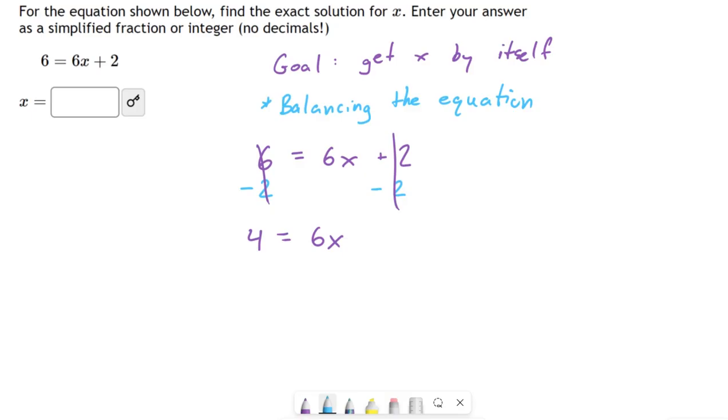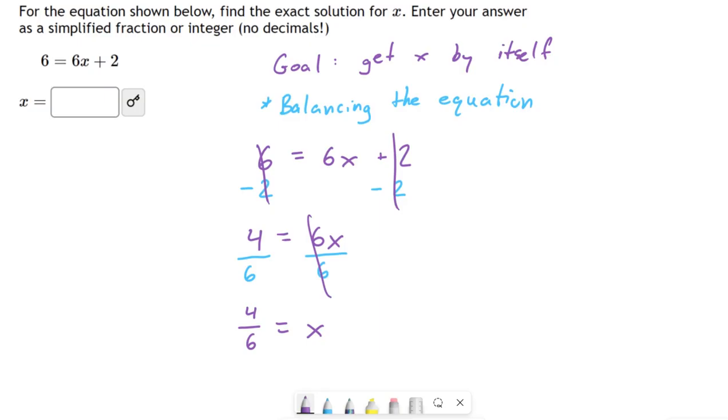So subtraction would not work here. You can't use subtraction to get rid of multiplication. You have to use division. So I'm going to divide the right side by 6 and divide the left side by 6. Now that makes the 6's disappear. So all you have left is x equals 4 divided by 6, just a fraction.